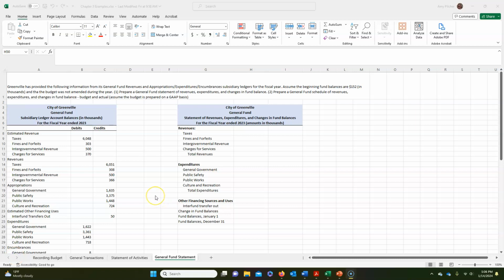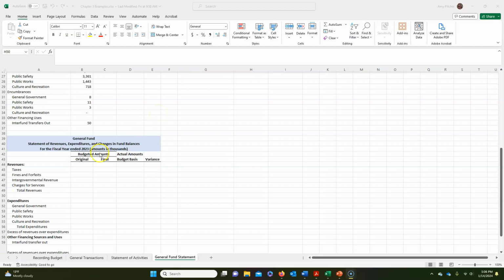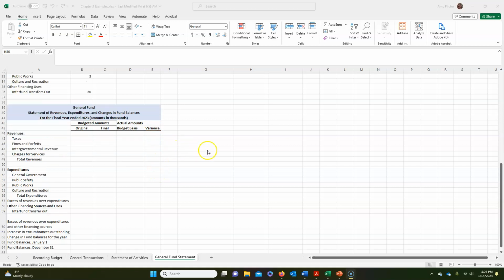Our last example from Chapter 3, we've started with a trial balance. You can see here the subsidiary ledger account balances for the fiscal year ended. What we're going to do is prepare a statement of revenues, expenditures, and changes in fund balances for the year. And then we're going to compare a budget to actual, so our budgeted amounts and then the actual amounts and the variance. So statement of budget to actual.